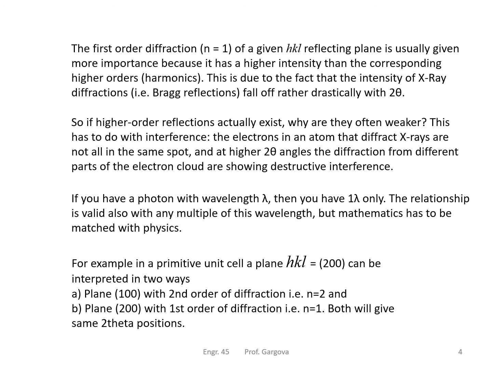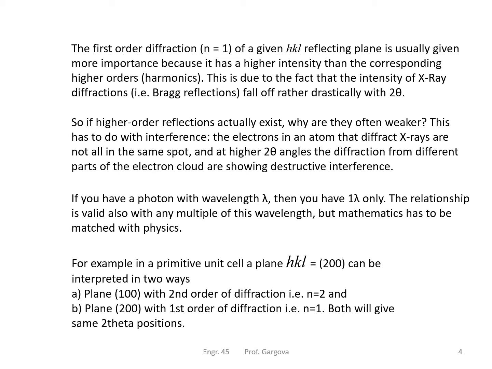So it says here that the first order diffraction, or n equal to 1, of a given hkl reflecting plane is usually given more importance because it is of higher intensity than the corresponding higher orders or their harmonics. So it's usually the first order. This is due to the fact that the intensity of X-ray diffraction falls off rather drastically with 2 theta. So if the higher order reflections actually exist, why are they often weaker? This has to do with the interference.